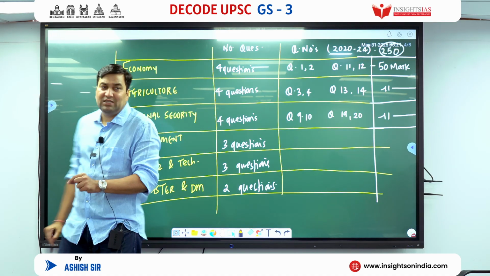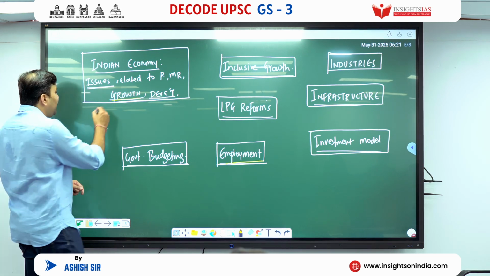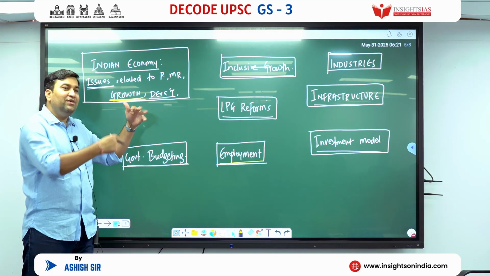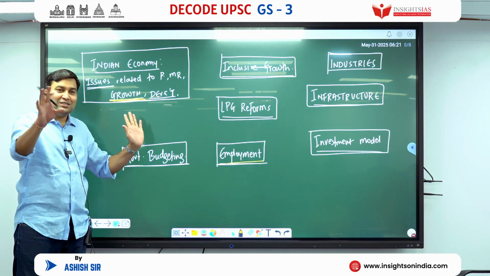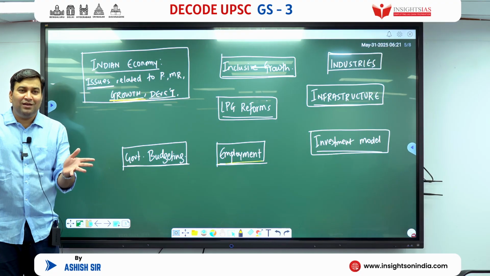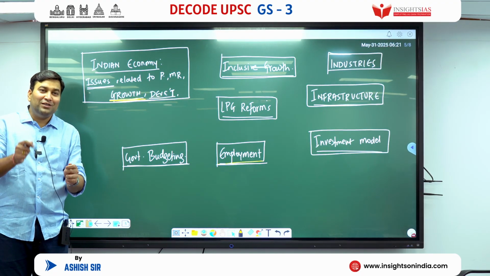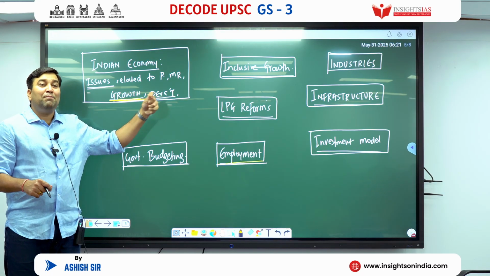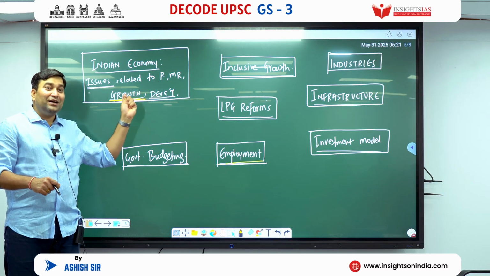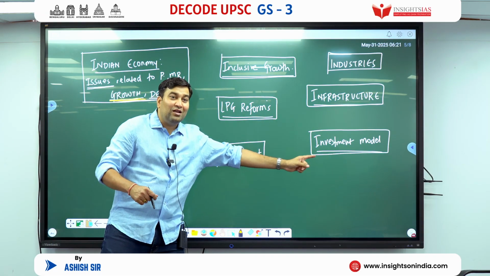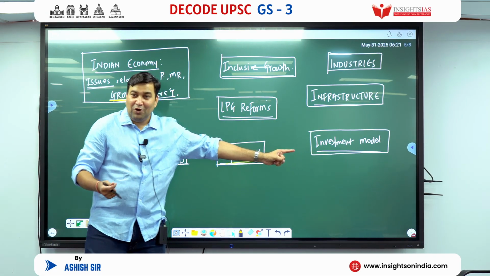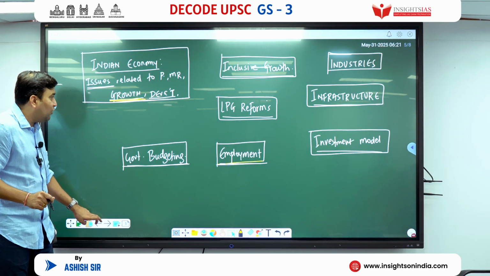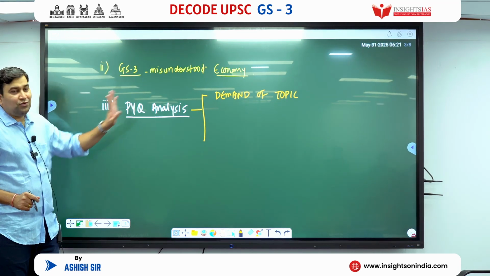For example, if you try to understand Indian economic growth, bhai sahab, it can be asked in any way. The demand of the topic is not static, not just what is GDP or how it is measured. They are going to link it to inclusive growth, to employment, to the post-impact of the LPG reforms, and to an investment model, that is the PPP model or any other model. I hope you're understanding.